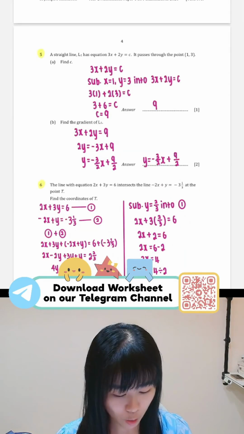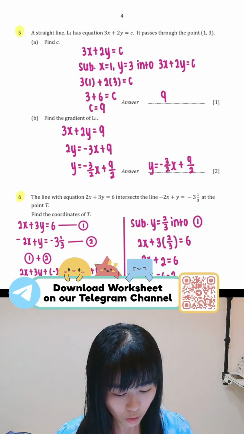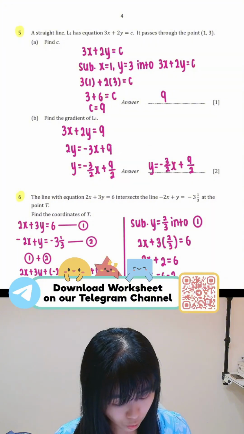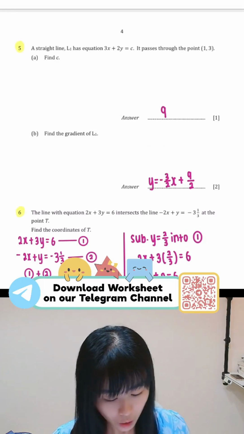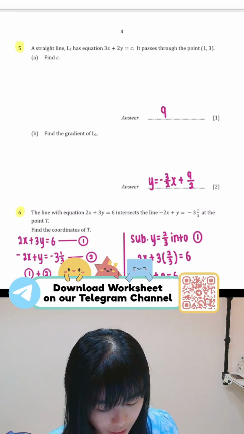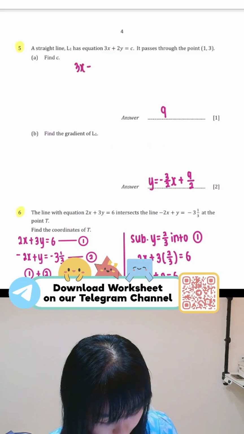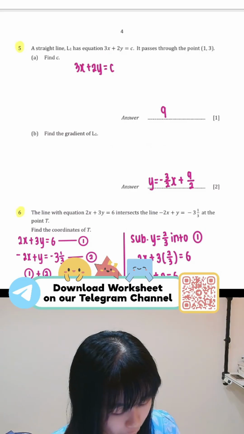Question 5, requested from Dino. Since you want to know this, I will just erase my working and do it again, but I'll leave the answer there. So we have a straight line with this equation, which is 3x plus 2y equals c. And it passes through the point 1, 3.